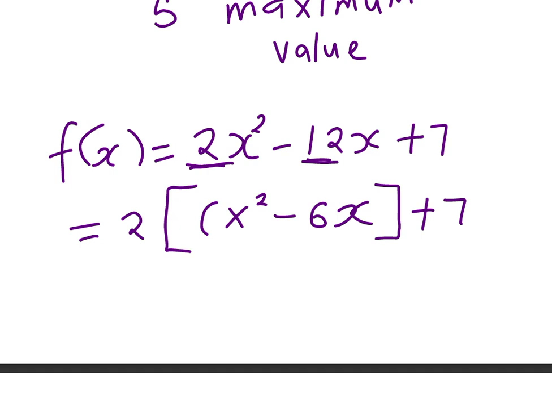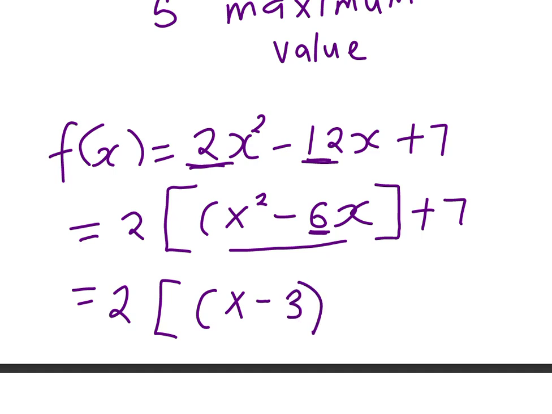Next part is to complete that square. So we put 2 into bracket, and to do that you're going to take x minus half of b. Half of b is 3, square it, then you minus the same half, which was negative 3, square it, and then you can add it to 7.